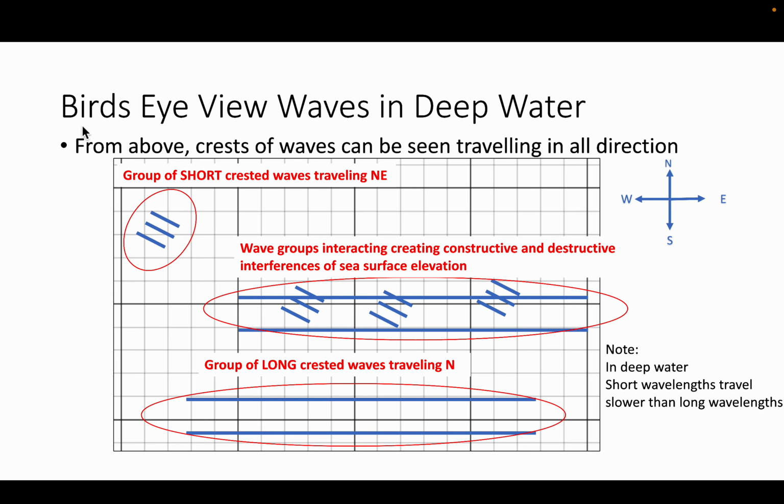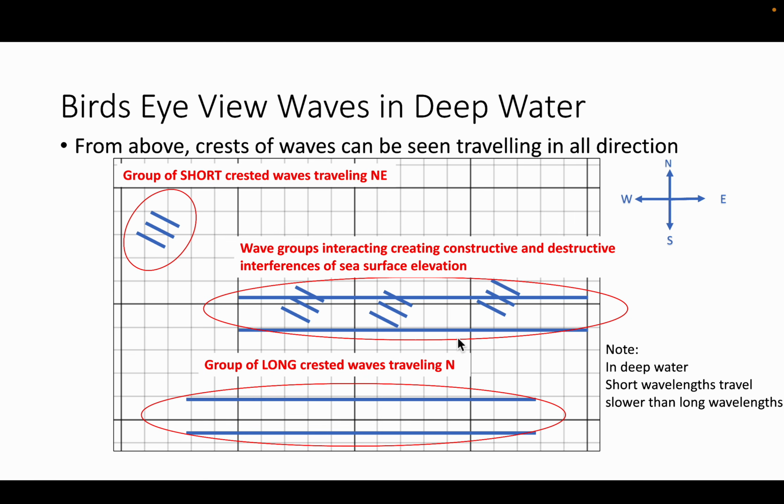Okay, now let's take a bird's eye view of waves in deep water, so open ocean. From above, we'll see crests traveling in all different directions. In this case right here, where my cursor is, we have short crested waves. They're not very wide, and they're pretty close together, so the period's also pretty short. Let's call that a wind swell traveling towards the northeast. Down here, we have long crested waves, more spaced out. Let's call that a ground swell heading towards the north.